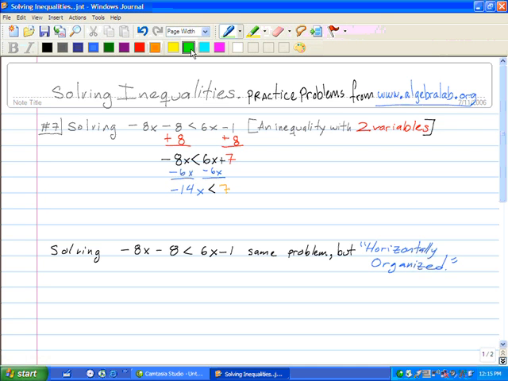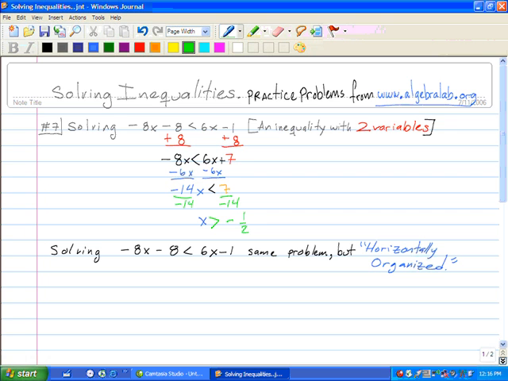Last step is to divide by a negative 14. And again, every time you divide by a negative, the symbol will switch or be reversed and will point onto the other side. Therefore, my answer is x is greater than 7 over negative 14, which can be simplified or reduced to negative 1/2.